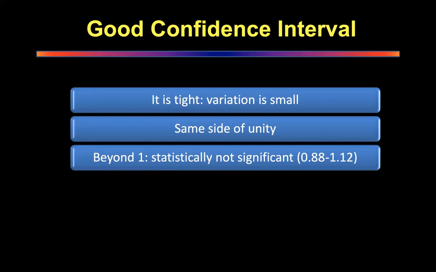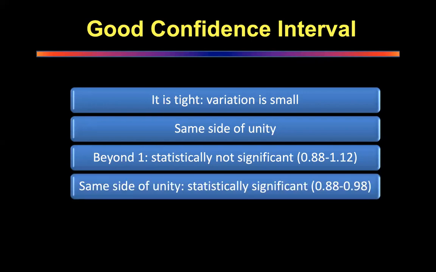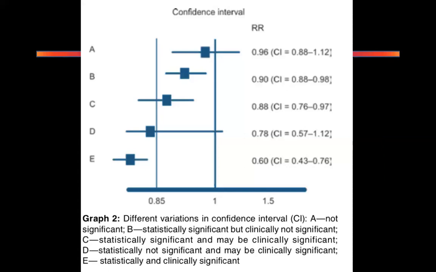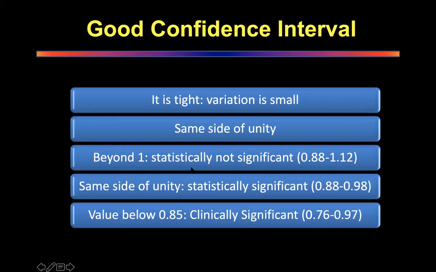The package has given you a representation from -1 to +1 with 0 in the middle. So if the confidence interval goes beyond 1, then it is statistically not significant. It'll come in a minute. Stay with me. If it is all on the same side of unity, it is statistically significant. If it is below 0.85, it is clinically significant. So these are the three numbers you have to remember: beyond 1, same side of unity, less than 0.85.